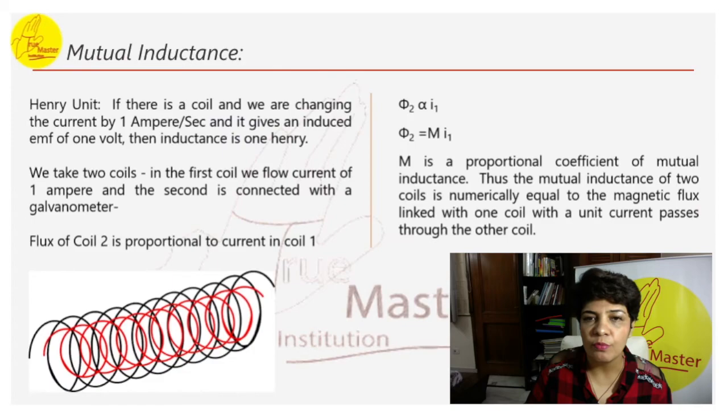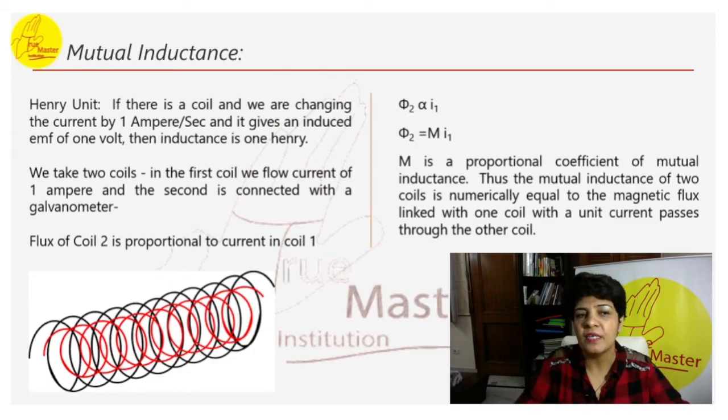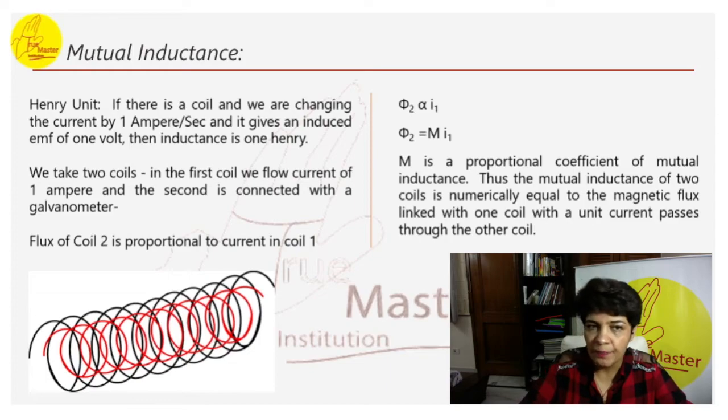We're coming on to mutual inductance. The unit of self-inductance and mutual inductance is Henry. If there is a coil and we are changing the current by 1 ampere per second, and it gives an induced EMF of 1 volt, then the inductance is 1 Henry.